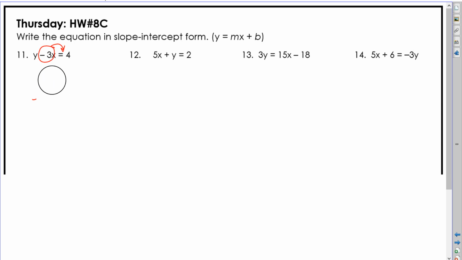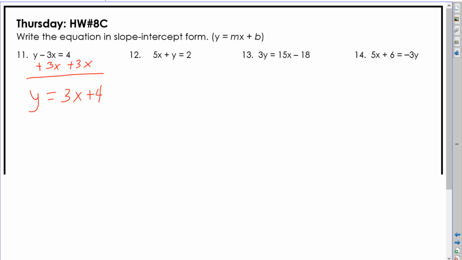Or you can always show the actual mathematical property, which is that you can equally add 3x's to both sides, and you would get the same answer. So you can use the shortcut of circle and switch, where if you switch sides, you switch signs, or you can show the actual property of equality.